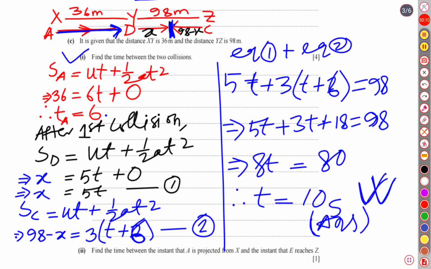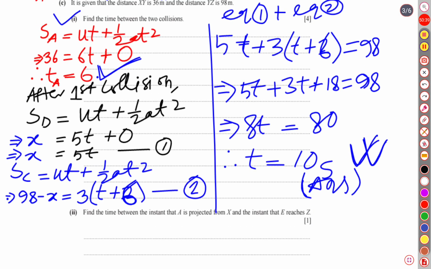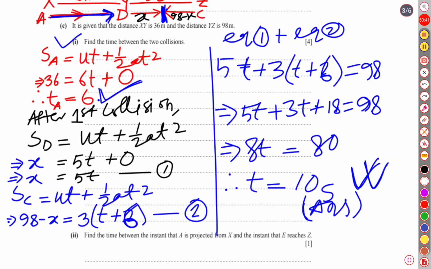So one after the other, let's say first A took, as we have already found here, 6 seconds to reach D. So the first instant is 6. Then D, the second particle, took 10 seconds to reach this point X. So let us see the distance traveled by D. The time was 10 seconds.